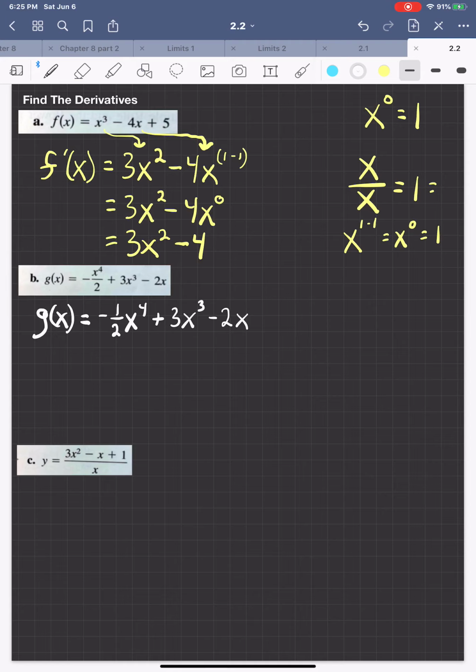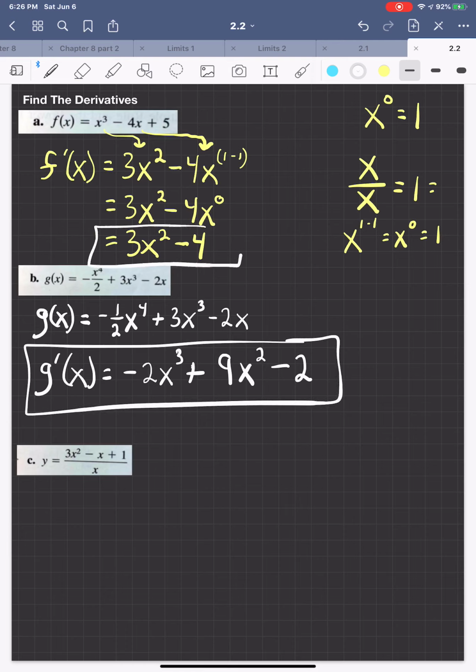Nevertheless, from here, this is easy, right? As soon as you were able to notice that you can rewrite that, then we can proceed to take the derivative. G prime of x is equal to, well, 4 times negative 1/2 is negative 2x cubed, plus, well, 3 times 3 is 9, so that's 9x squared, and negative 2 times 1, or just negative 2. All right.